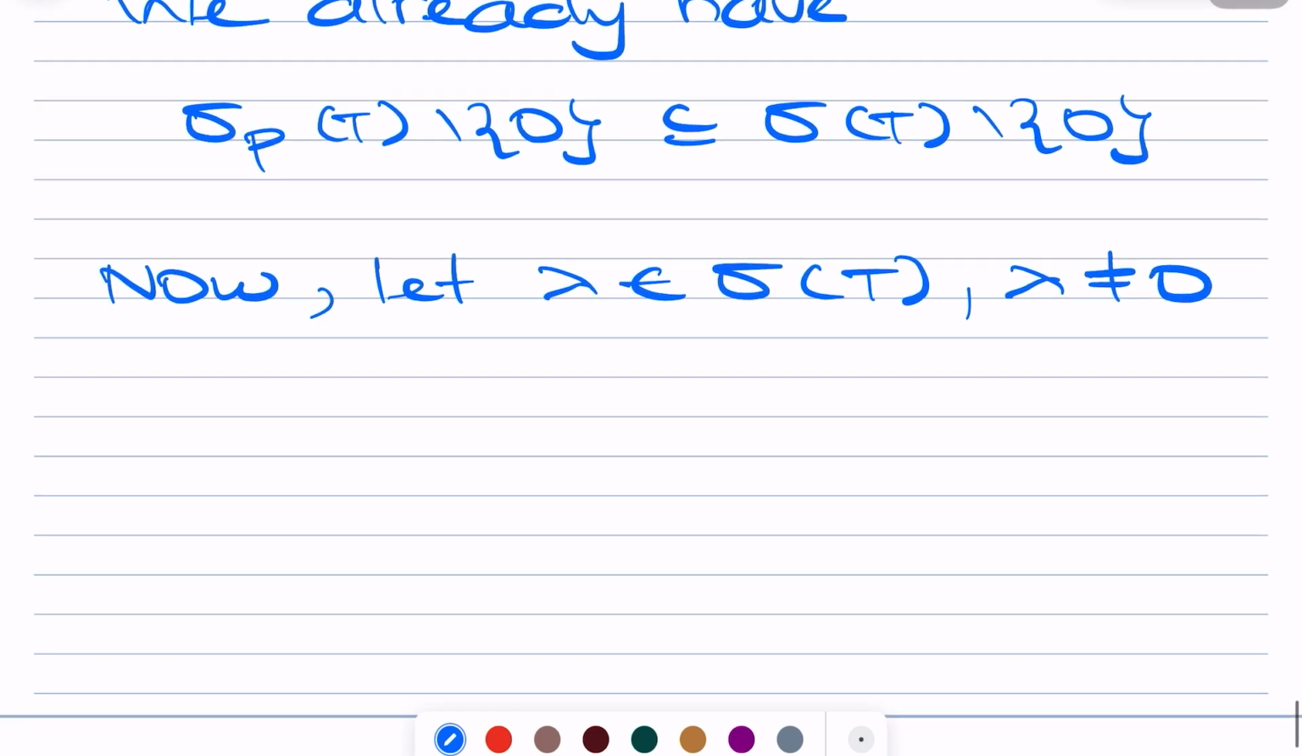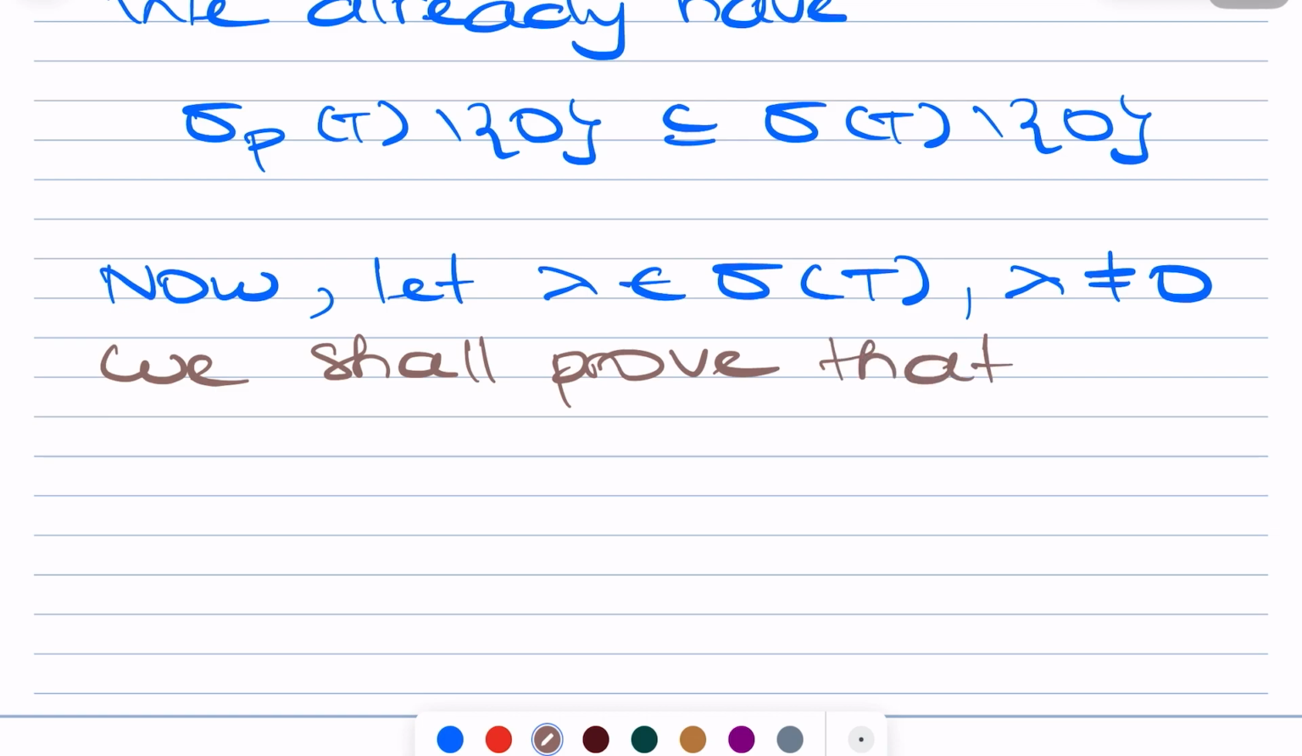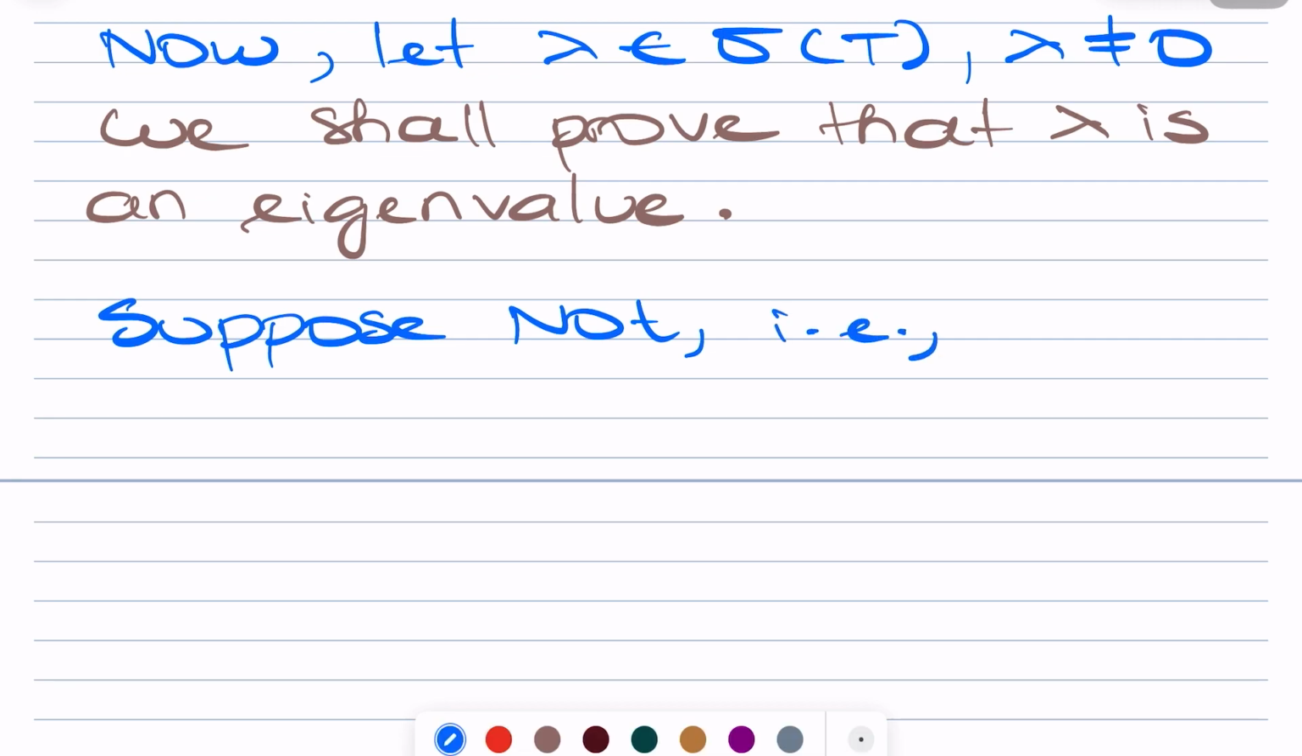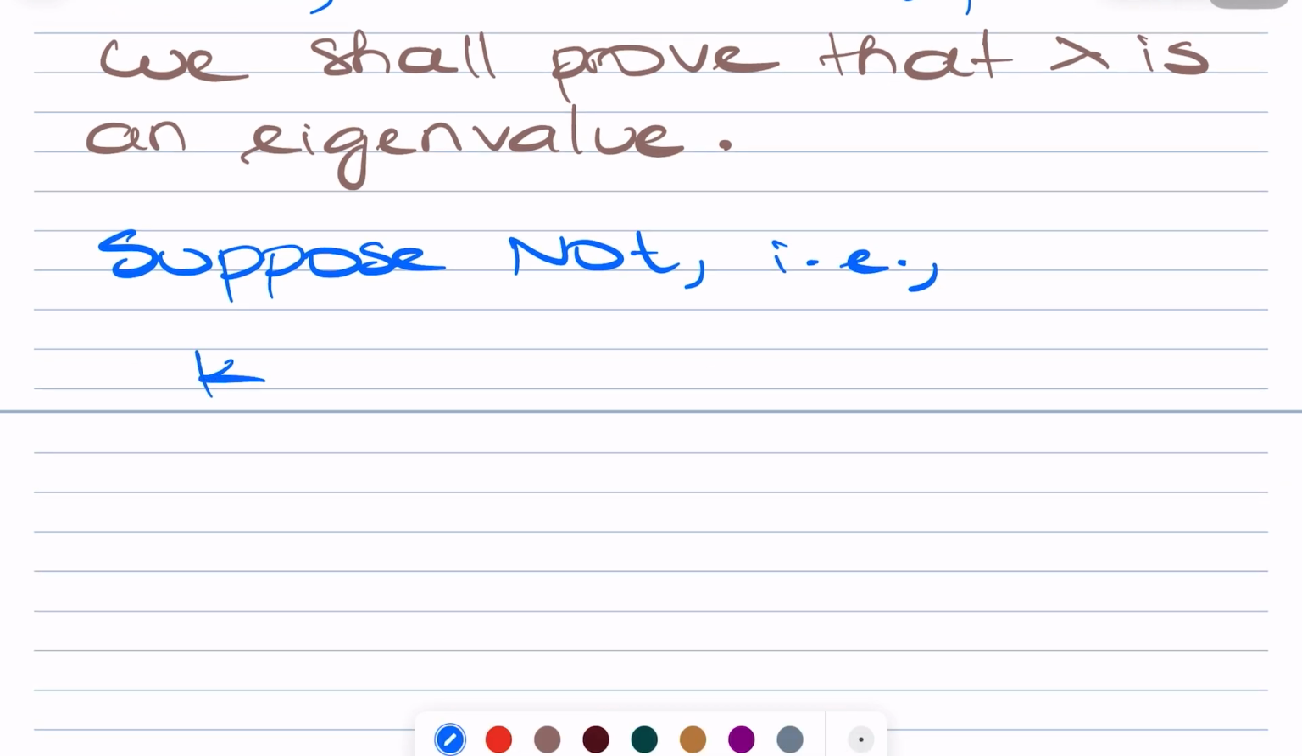So we should prove that lambda is an eigenvalue. So this is our goal. Again, you proceed by contradiction. So suppose not, right, suppose not. That means that the kernel of T minus lambda is equal to the singleton zero.